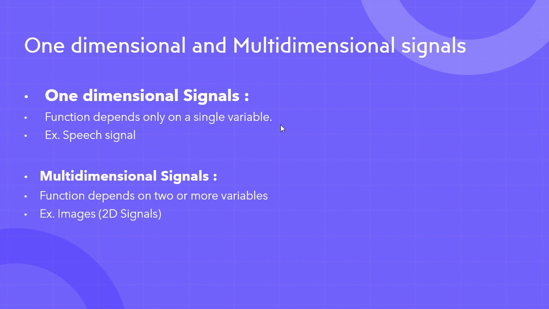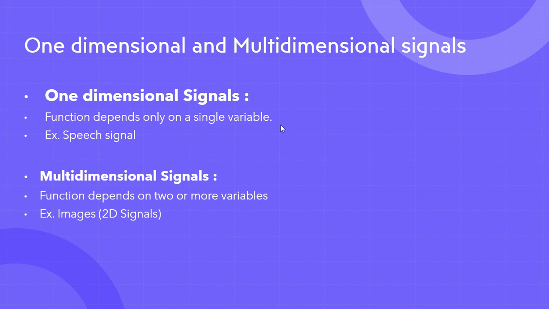Similarly, let's come to the multidimensional signal. What will be the multidimensional signal? Opposite to a one dimensional signal, a multidimensional signal is a function which depends on two or more variables. For example, you can take an image. An image is always a multidimensional signal because it is a 2D signal. One dimensional is a 1D signal. An image is always a 2D signal.